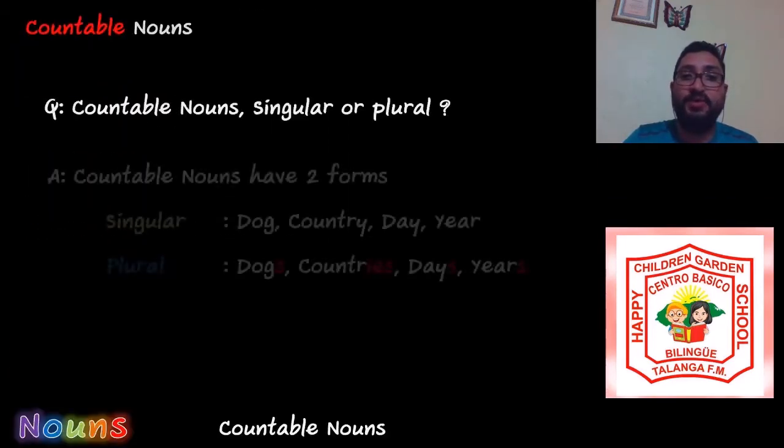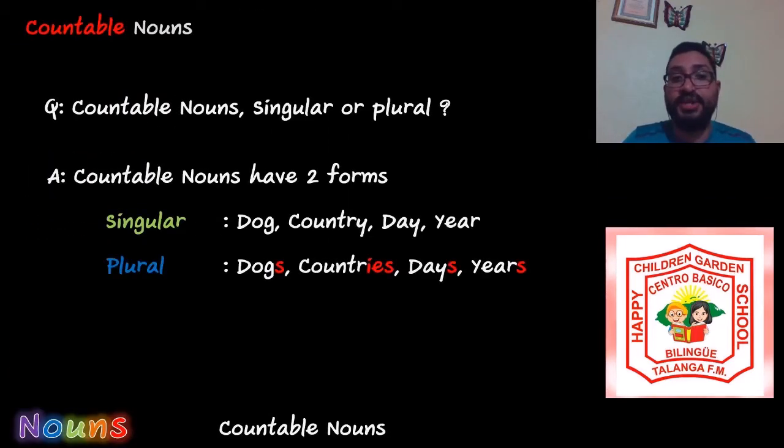They can also be plural or singular. So for example, we have the singular countable noun dog, and the plural, dogs, depending on how many you're going to have. Excuse me for the noise, but I live in a very noisy neighborhood, even in quarantine.